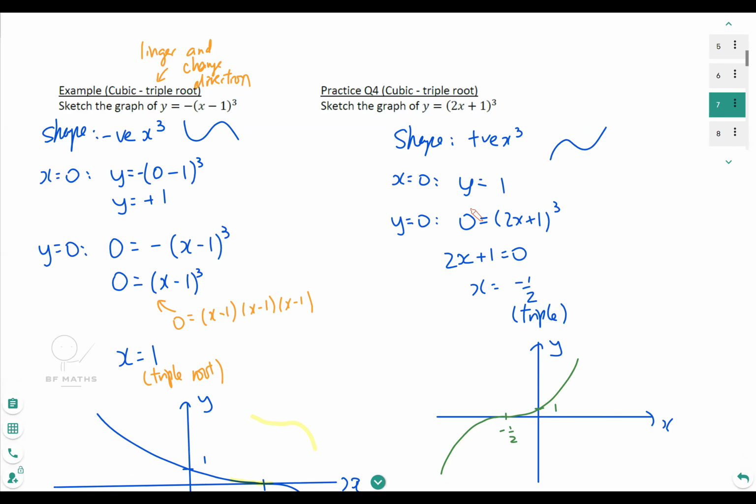Here are the answers. So, the shape is positive x cubed, so we start from the bottom. When x equals 0, then y equals 1. When y equals 0, x equals minus a half. It's a triple root because you can tell it's a bracket cubed.